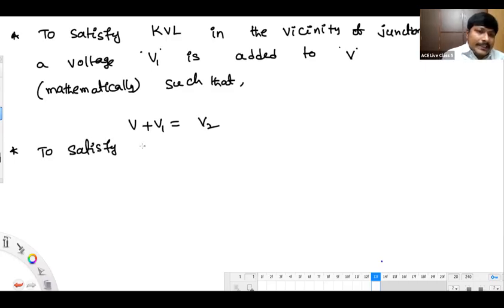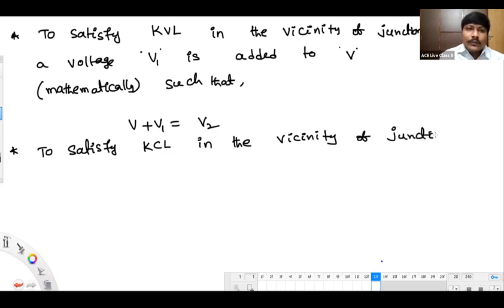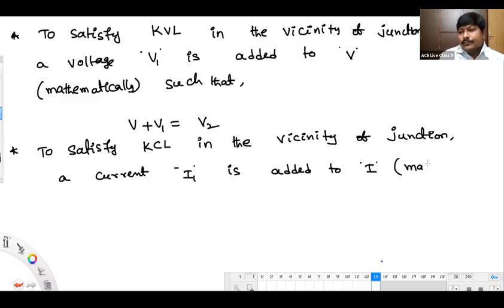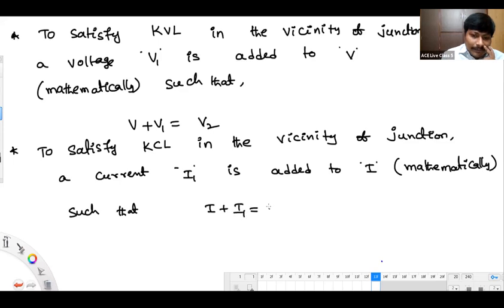To satisfy KCL in the vicinity of the junction, which means in and around the junction, a current I1 is added to I in bracket mathematically, such that this I plus I1 must be matched with I2.